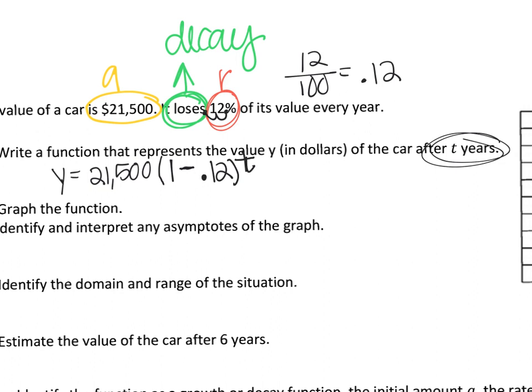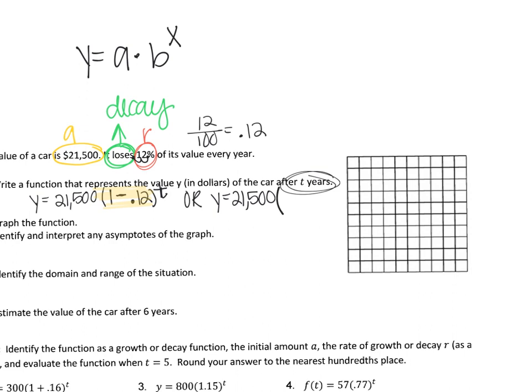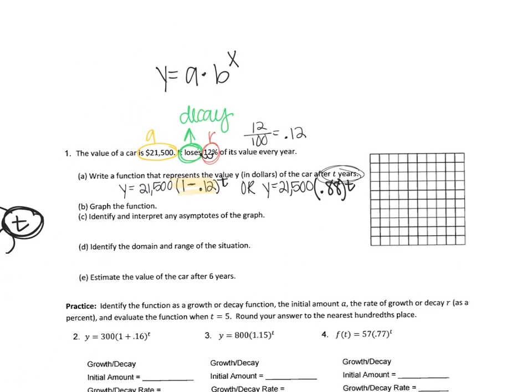And if you wanted to simplify this, we could simplify this part in here, right? We know what 1 minus 0.12 is. So you could simplify this even further if you would like, and you would get y equals 21,500 times 1 minus 0.12, which is 0.88, to the t power. Either one of these works.